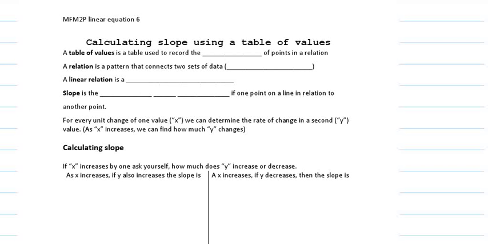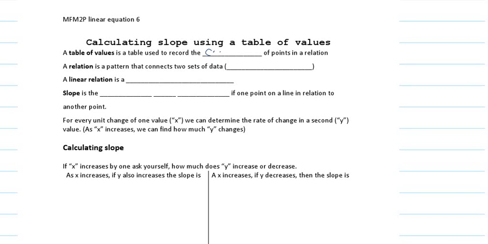M equals rise over run. It's also y2 minus y1 over x2 minus x1. So we use both of these, right? So we're going to see, if we have the table of values, how can we use that table of values to find the slope of our line. Okay? So a table of values is a table used to record the coordinates.